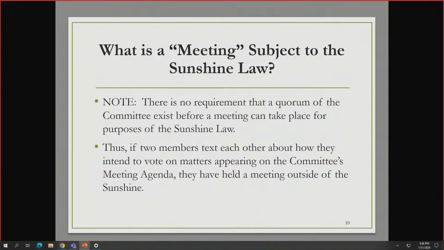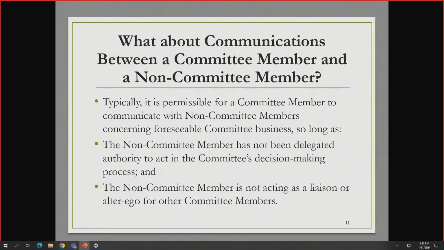Next slide. There is, and again, that is a key issue: while a board cannot vote on anything without a quorum present, there need not be a quorum in order for the Sunshine Law to apply. So that applies both here if we lack a quorum, as well as if two of you run into one another in the produce aisle at Publix. Next slide. What about communications between a committee member and a non-committee member?